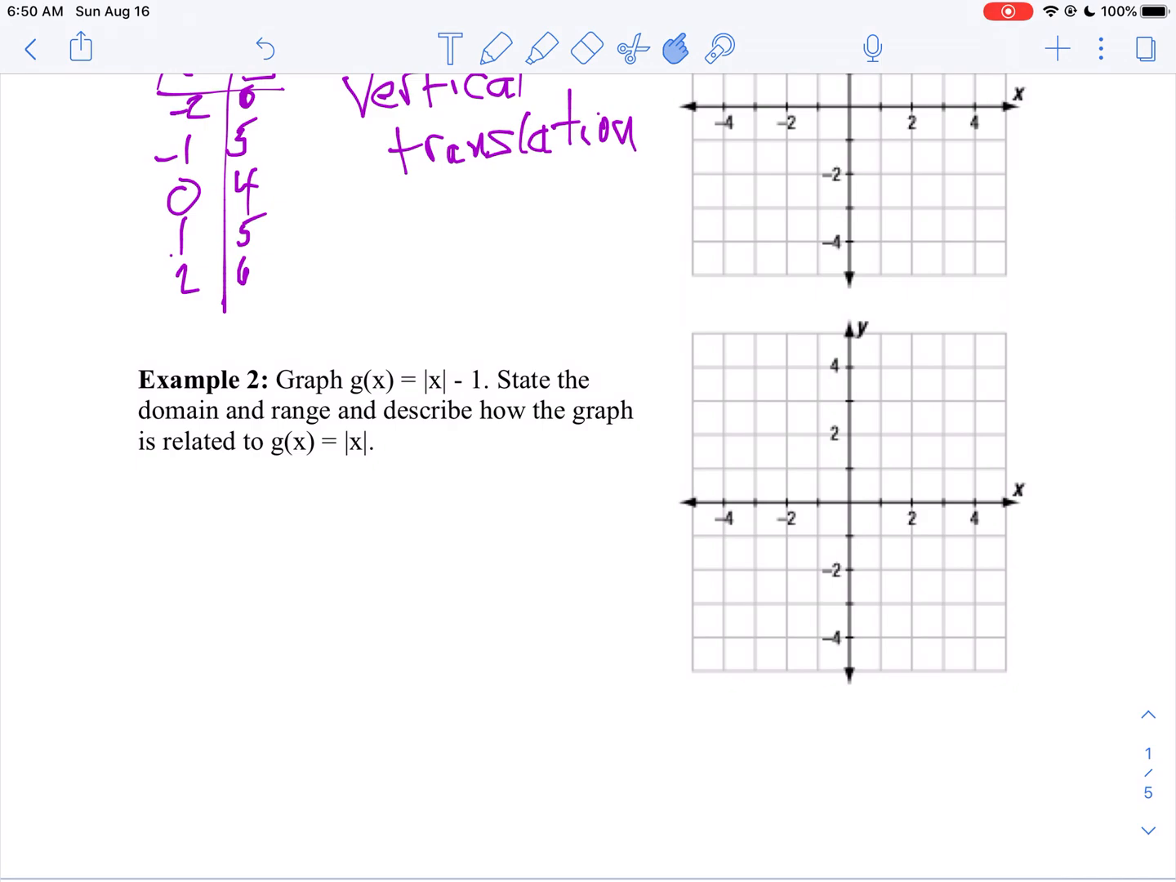Okay, if we take a look at example 2, we have this vertical translation down 1. So I'm just going to put my vertex down 1. And then it's the same thing. I don't know if you need all these points. So we get this V-shape that's going to go through 0 and -1.